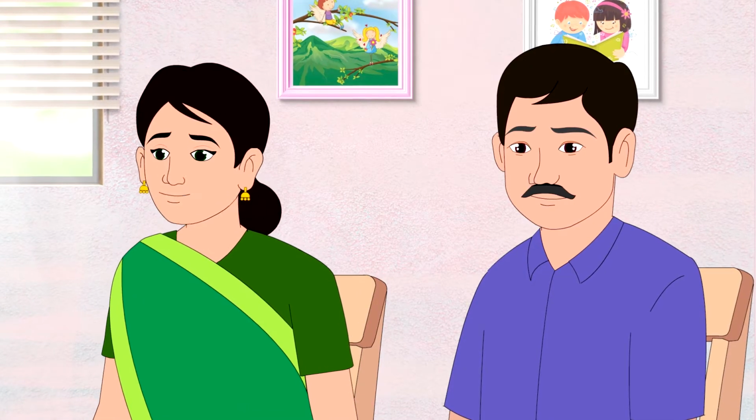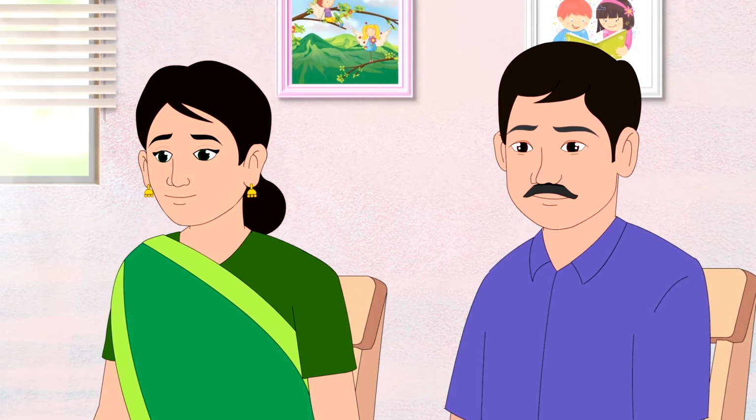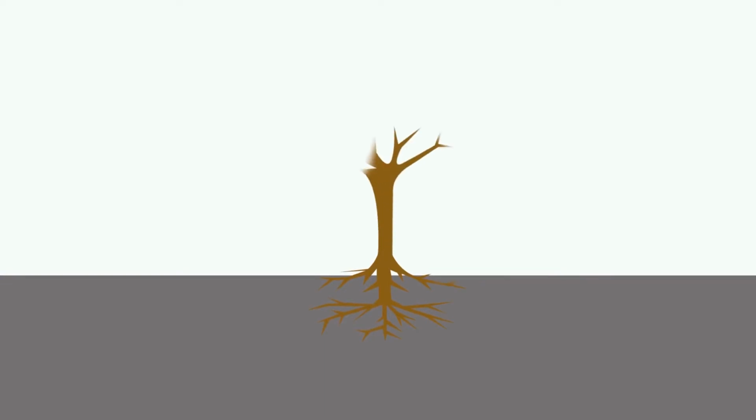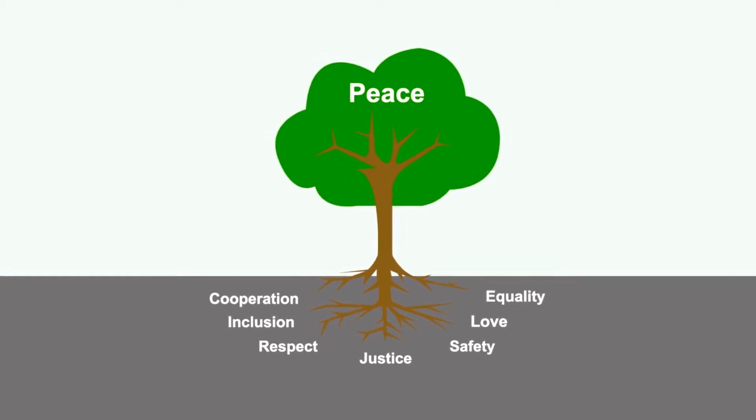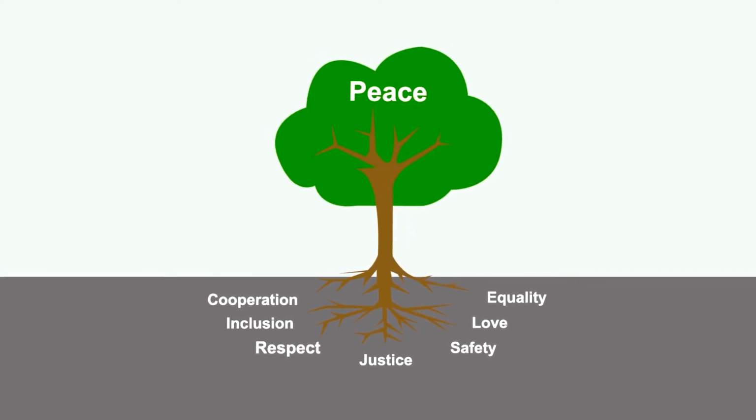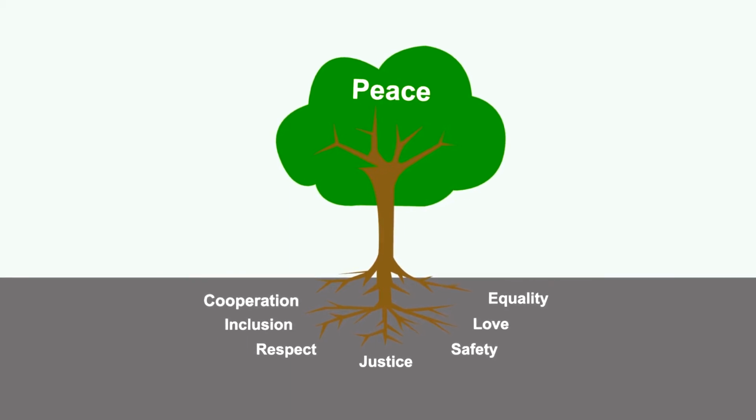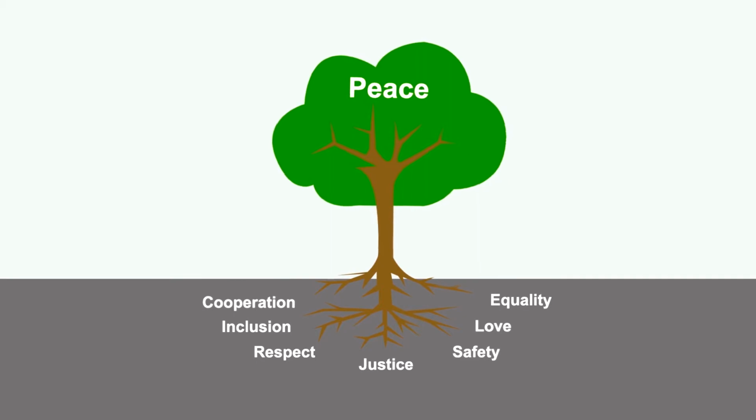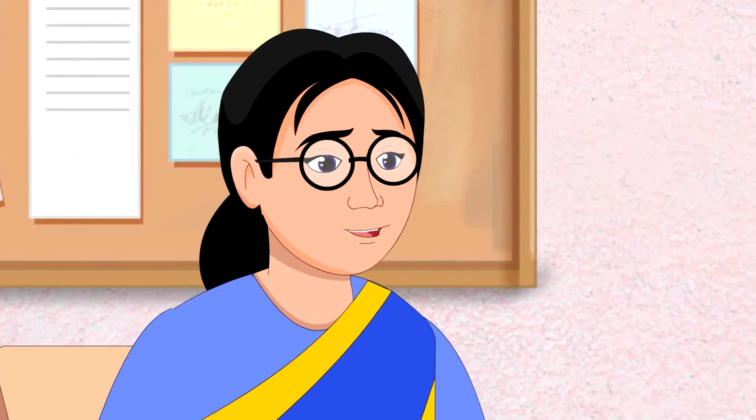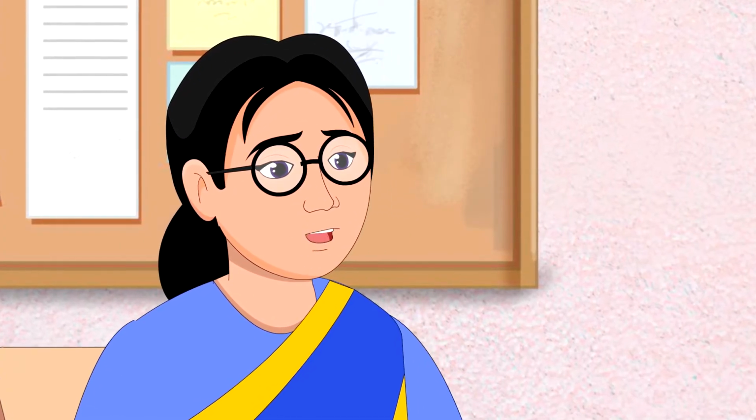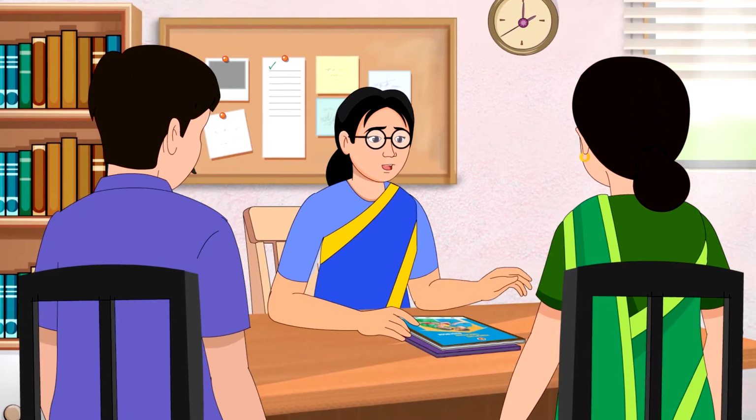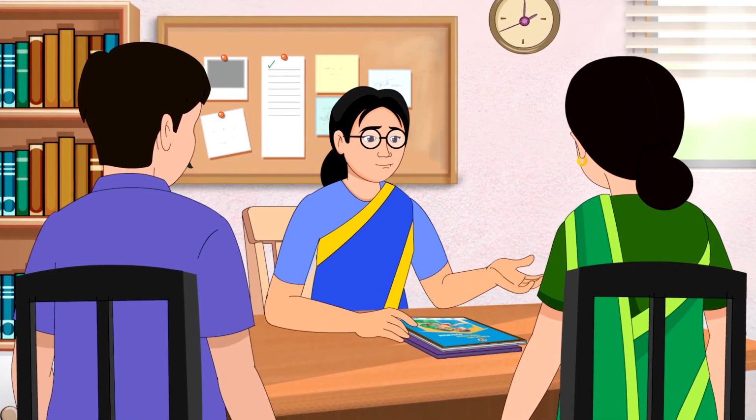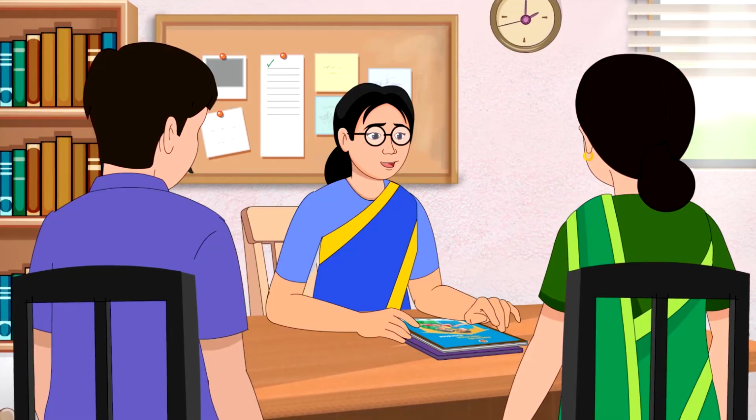What if the trunk has the roots of positive qualities? Well, if the trunk has roots of equality, love, safety, justice, respect, inclusion, and cooperation, we will have healthy and happy leaves on our tree. The peace tree can be a great visualization tool for parents and caregivers to communicate with their children to understand better what a culture of peace means.